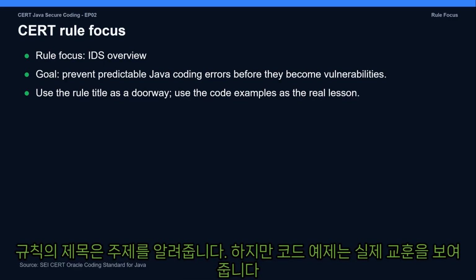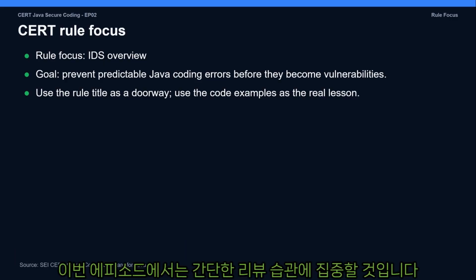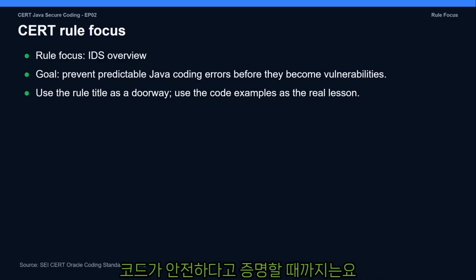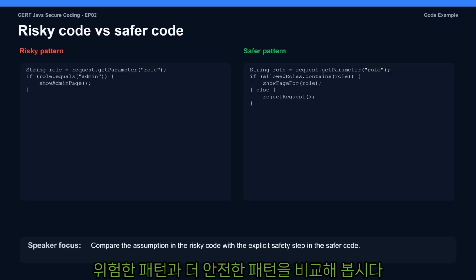The title of the rule gives you the topic, but the code examples show the real lesson. In this episode, we will focus on a simple review habit. Never treat external data as safe until the code proves it is safe. Let's compare the risky pattern and the safer pattern.